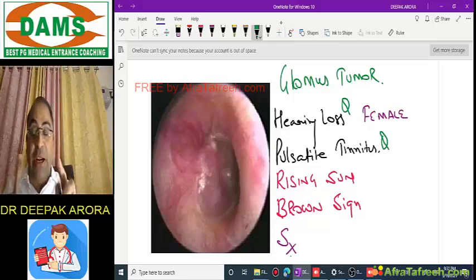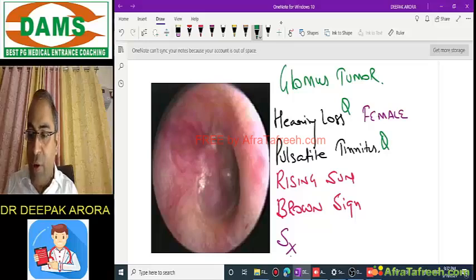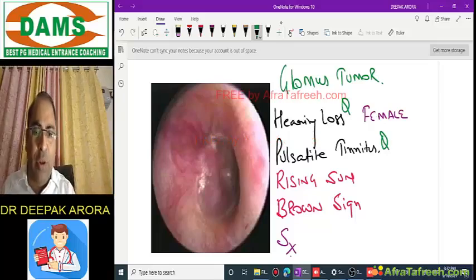In both conditions, the tympanic membrane will be red. In glomus tumor, it is the rising sun sign. In otosclerosis, it is the Schwartze sign. Focus on the keyword. I promise you, on this platform, none of the ENT MCQs will be beyond these points. Just listen carefully to each and every word.